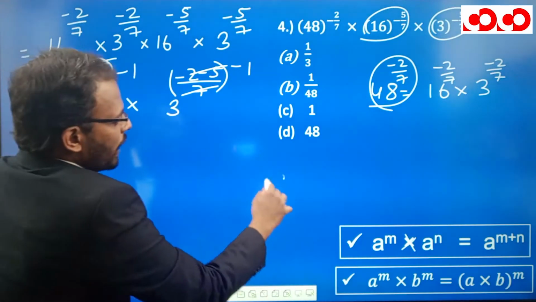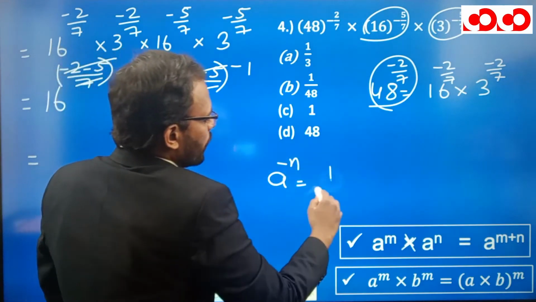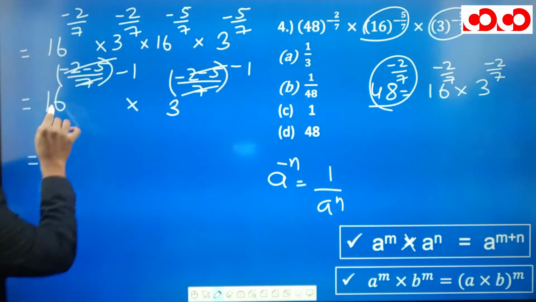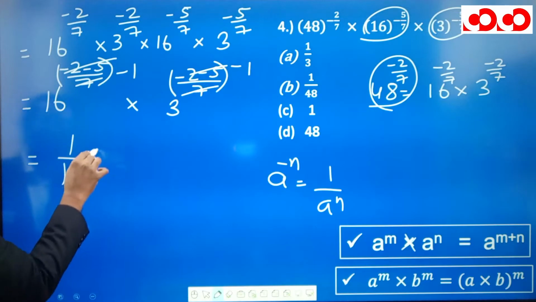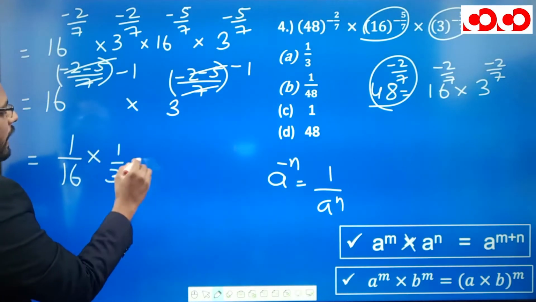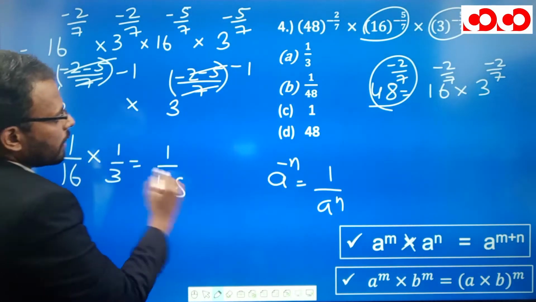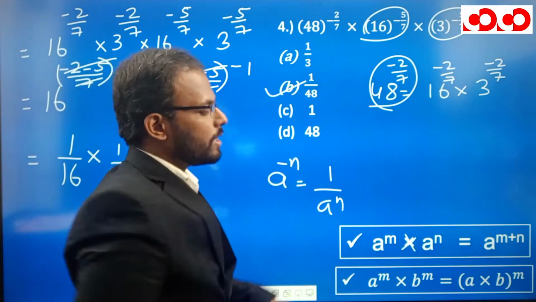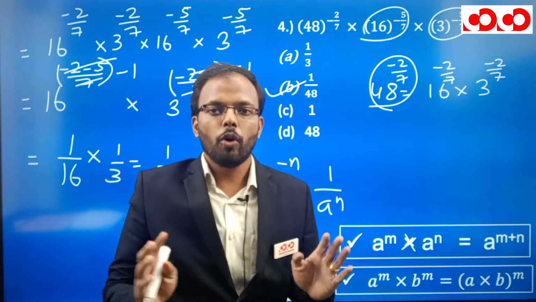We know that a to the power minus n is equal to 1 by a to the power n. So this will be 1 by 16 multiplied by 1 by 3, and we get 1 by 48. So option number B is the correct answer for this question. I hope it is clear to you.